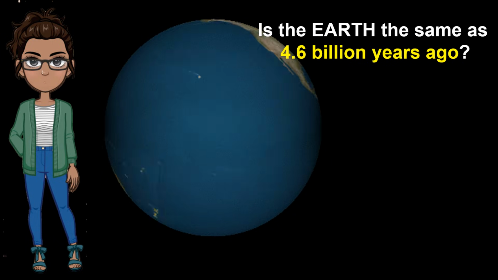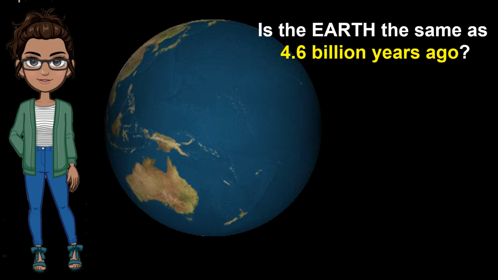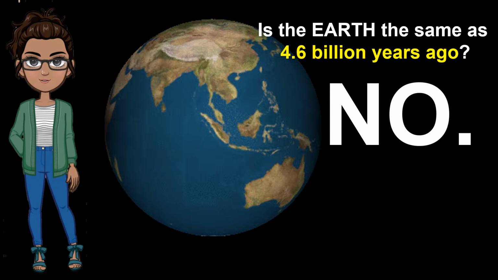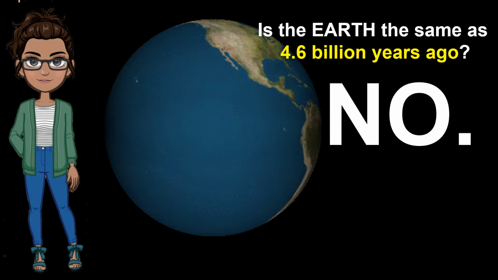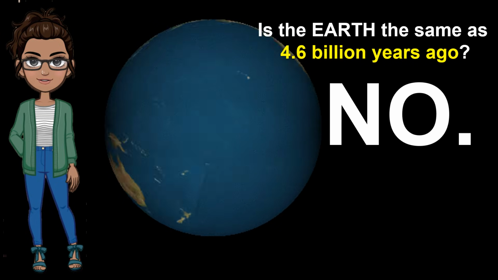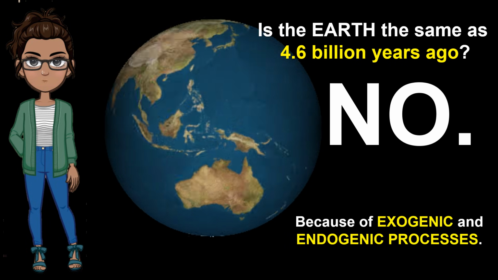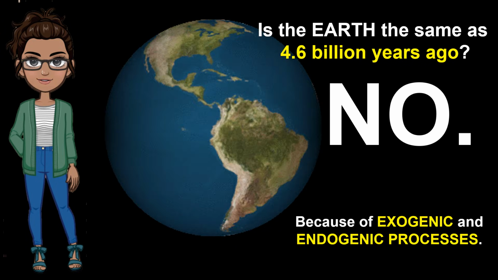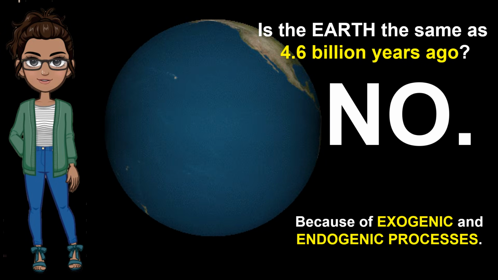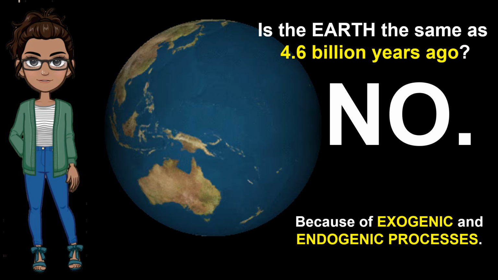Are the current features of the Earth the same as they were 4.6 billion years ago? Well, the answer is no. The Earth had undergone geological alterations and evolutionary processes that changed its features. The exogenic and endogenic processes that happened on the surface and within the inner portion of the Earth may contribute to these alterations that occurred.